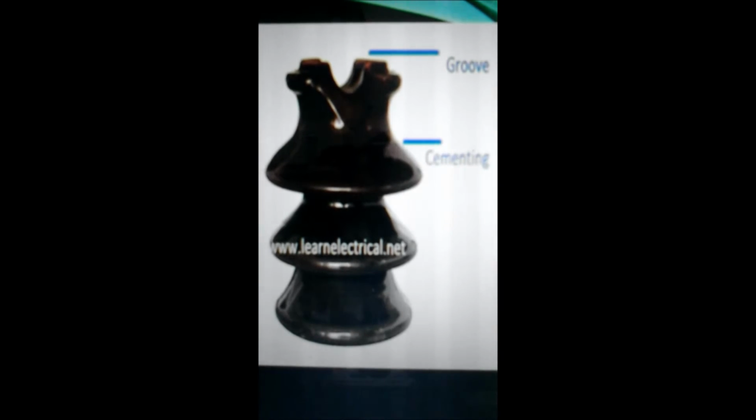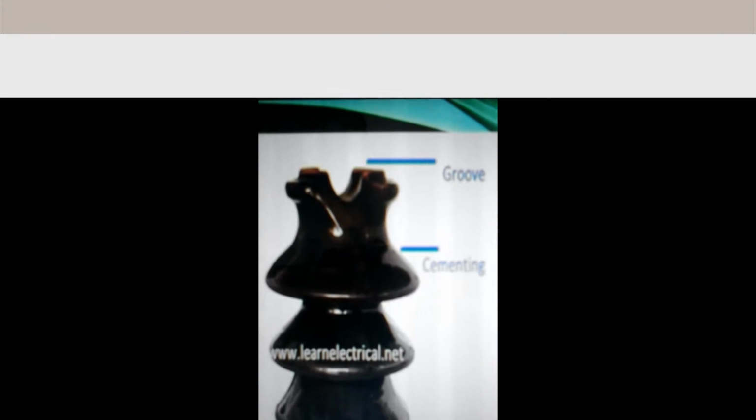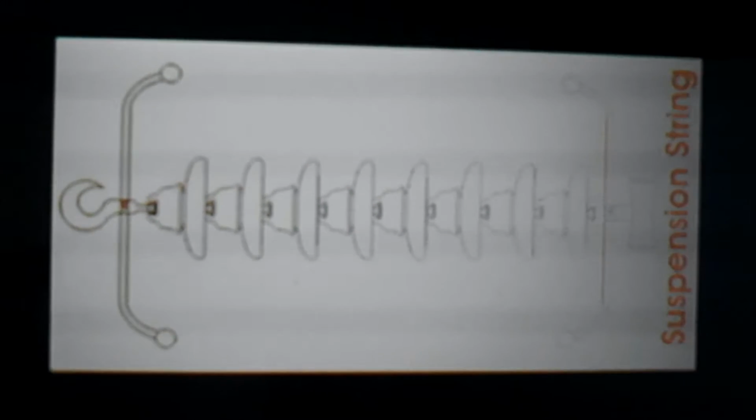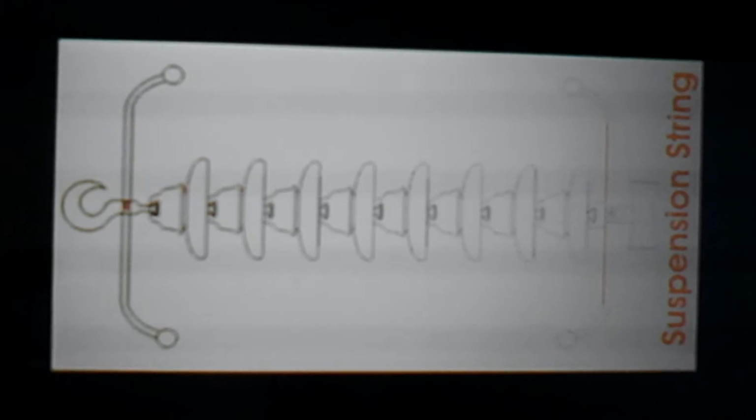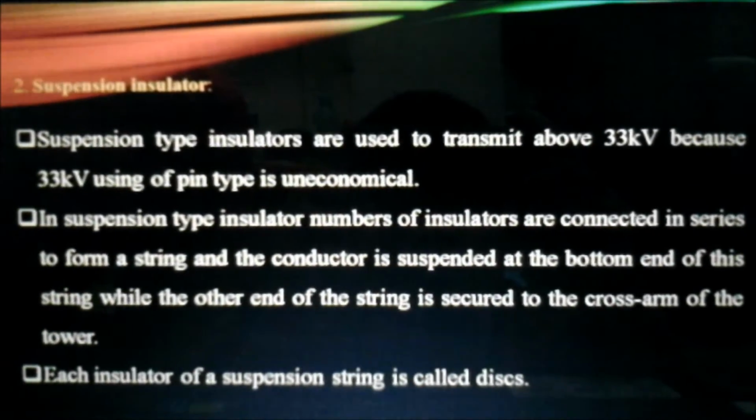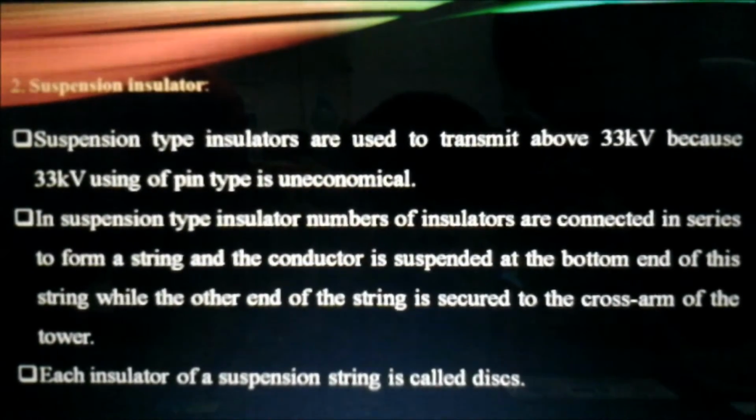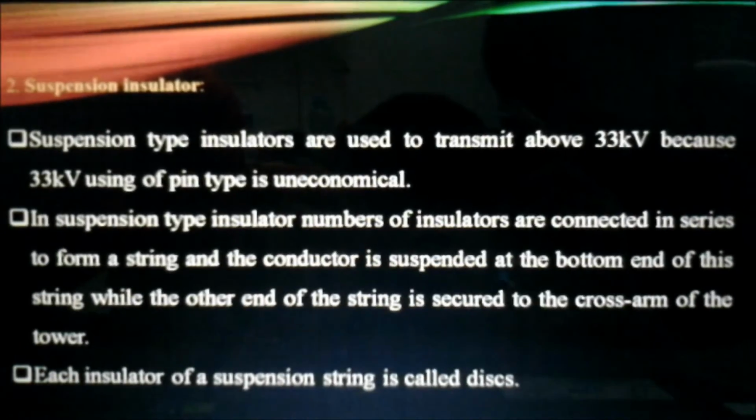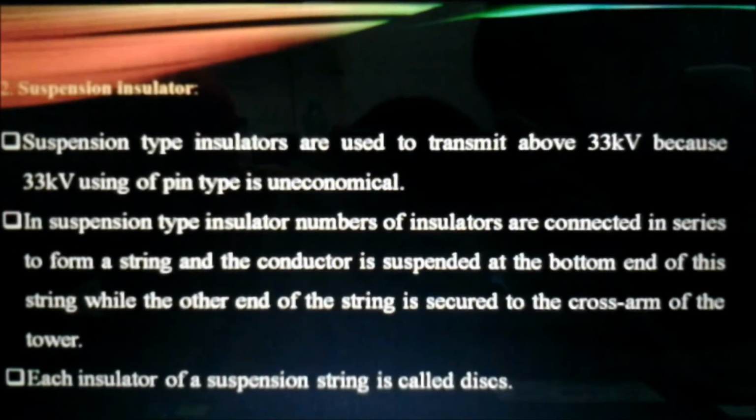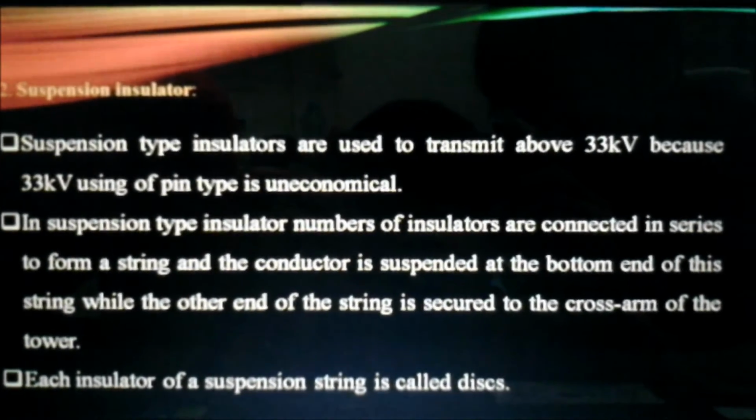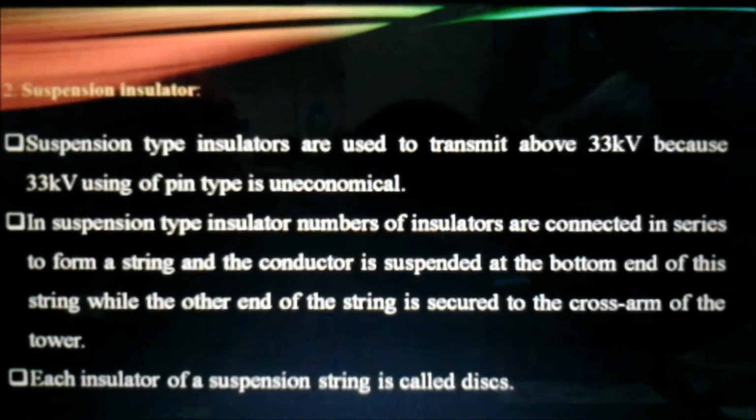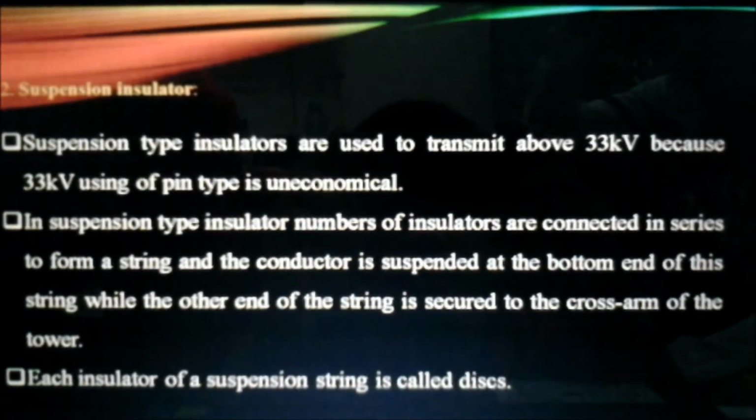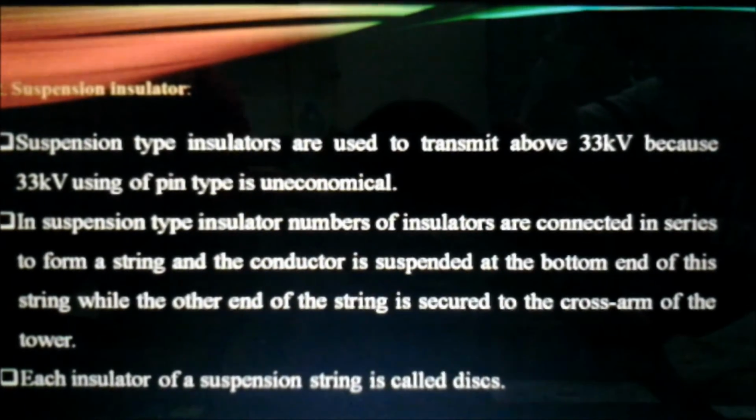Okay, this is an example of a pin type insulator. The upper part is a groove and the middle is a schematic. Okay, this is the second example, the suspension insulator. For suspension insulators, these types are used to transmit above 33 kV, because above 33 kV the use of the pin type is uneconomical.